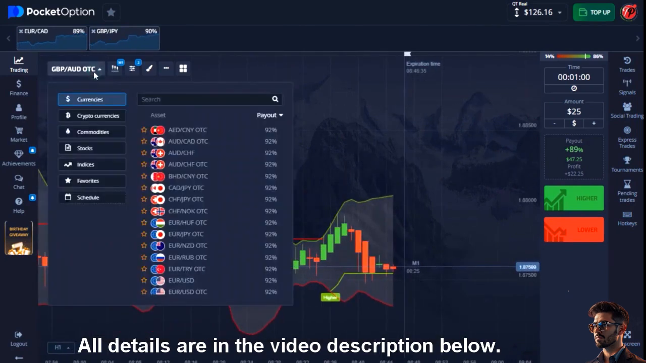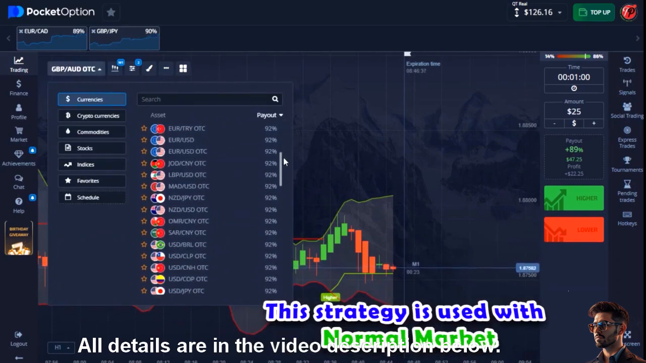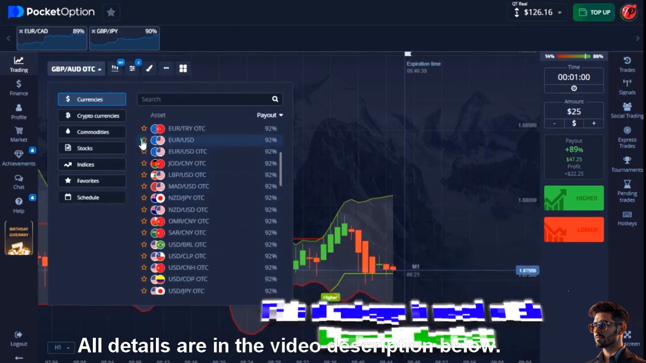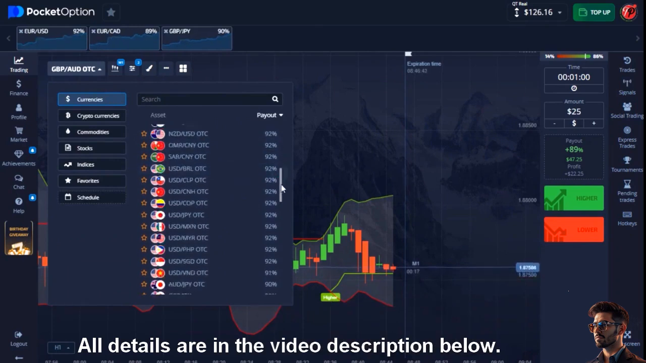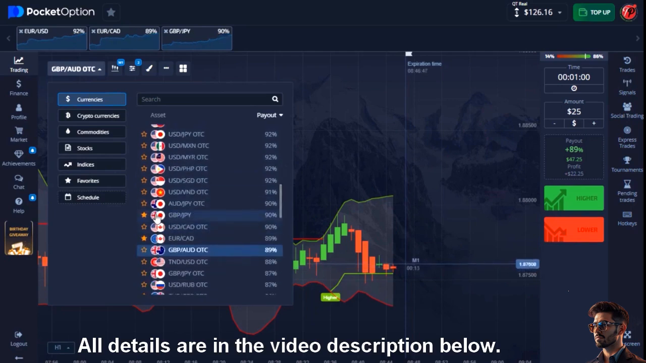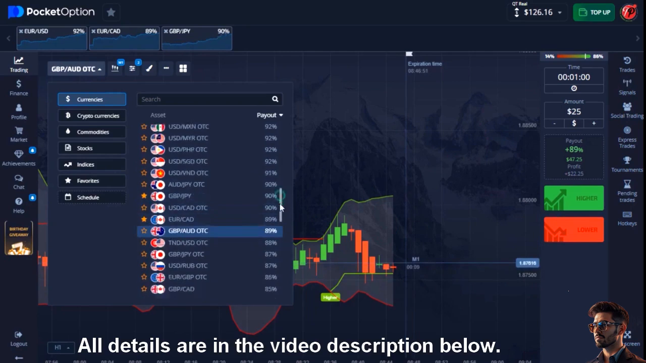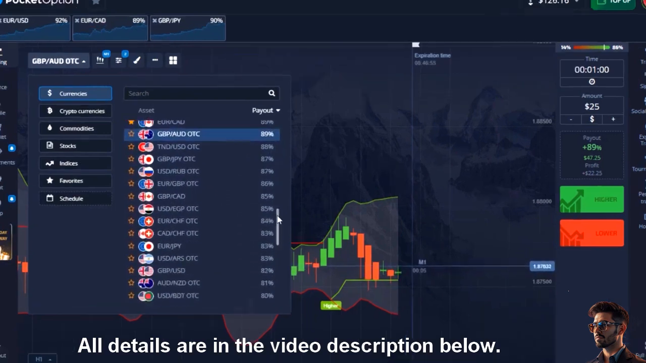All right, so it's a normal market strategy. So make sure you're doing this on a regular market. It doesn't work with OTC. So make sure you are actually trading this with a normal market. So I'll be putting up my currency here now, analyzing the market. When I get a good moment, I'm going to come down and enter a trade. And of course, I'm going to explain in detail how this strategy works.